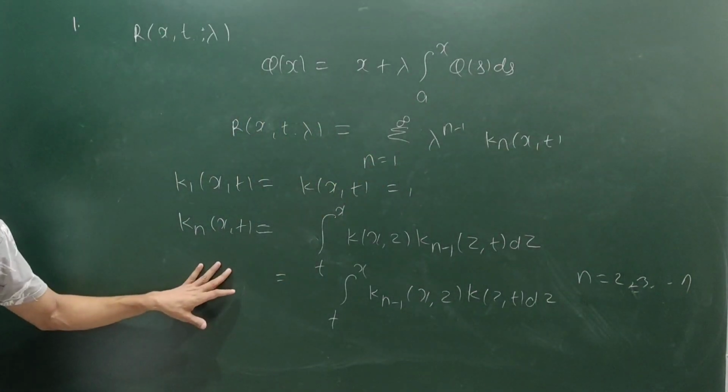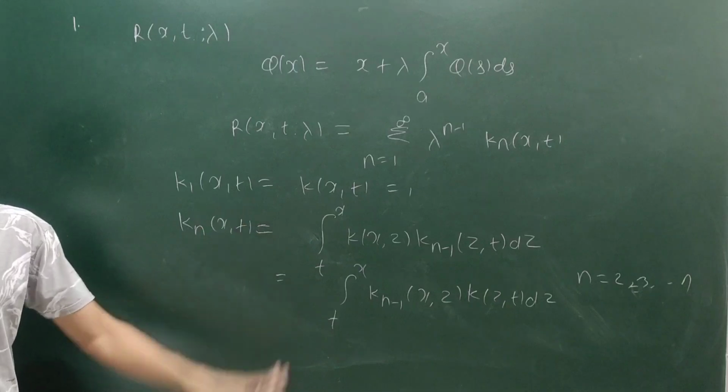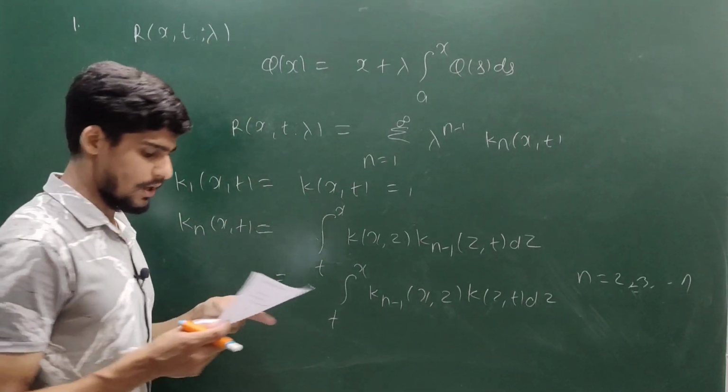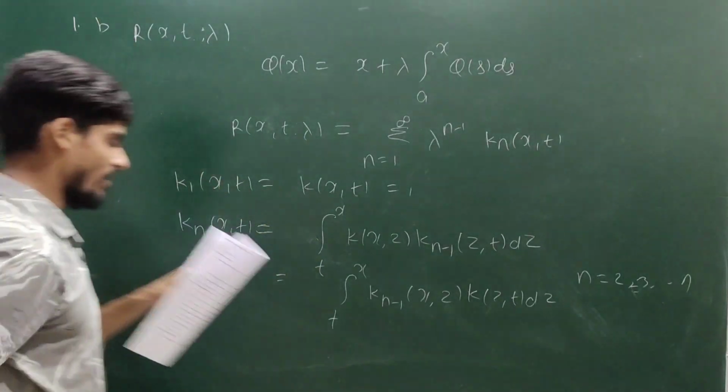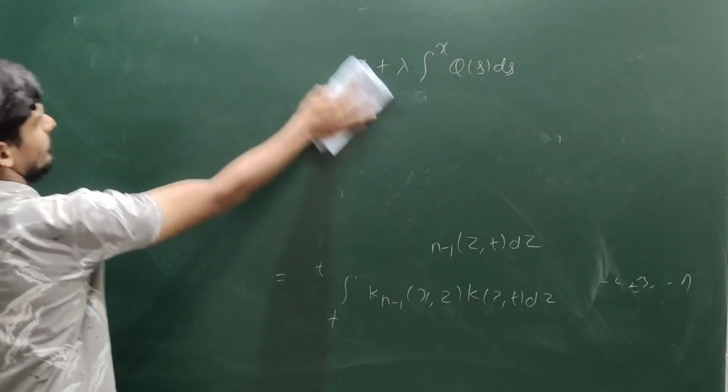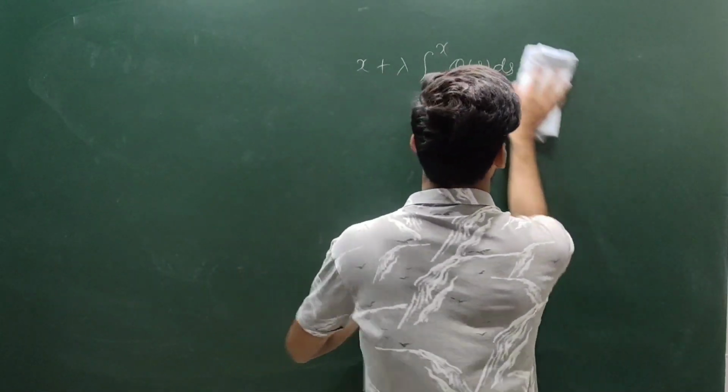So this is the iterative method. You have to guess your nth iteration. If you go with this method, you will get the same answer. So the answer will be B, e to the power lambda times (x minus t). This question was of 3 marks.